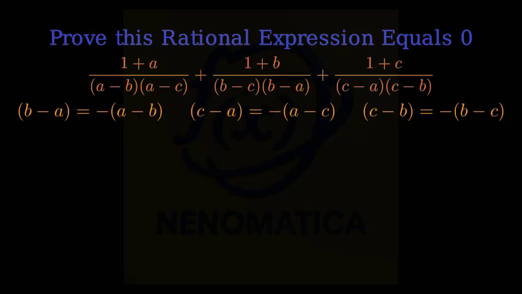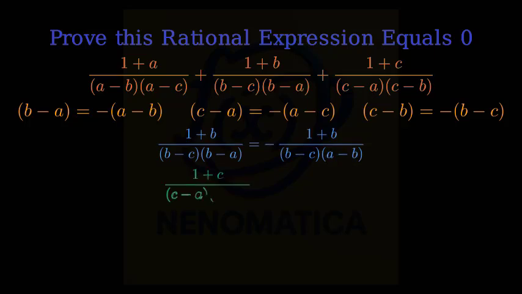(a minus b) times (a minus c) times (b minus c). Notice that b minus a equals -1 times a minus b, and c minus a equals -1 times a minus c, and c minus b equals -1 times b minus c. So the second fraction picks up a negative sign. The third fraction keeps its sign because the two negatives multiply to a positive.